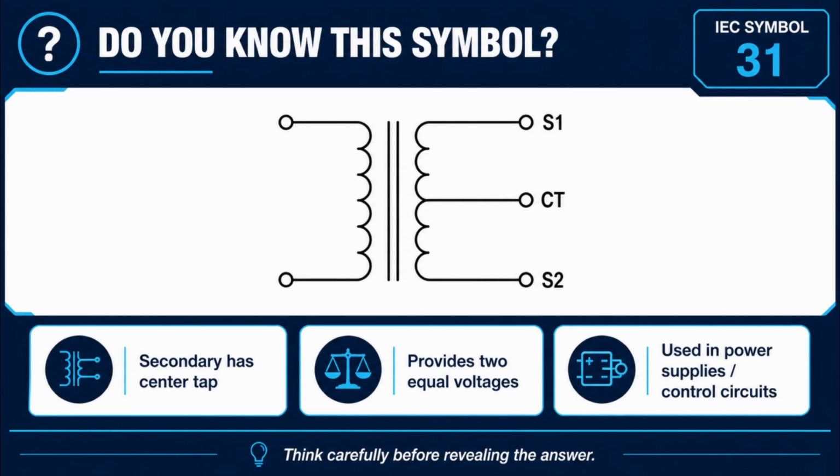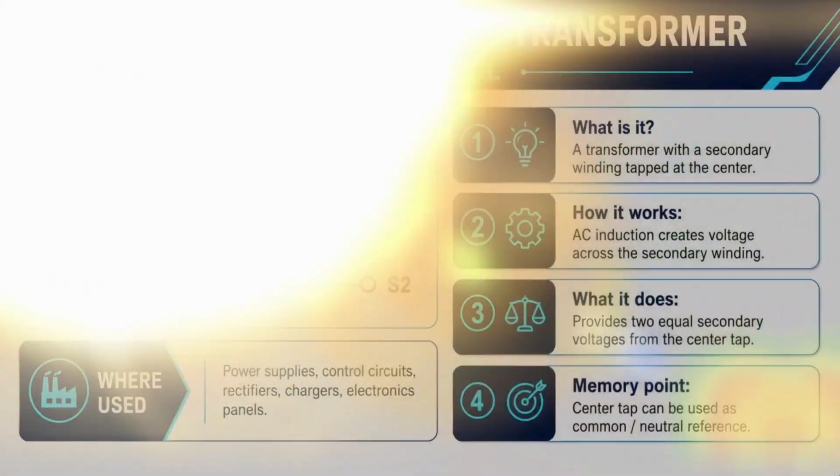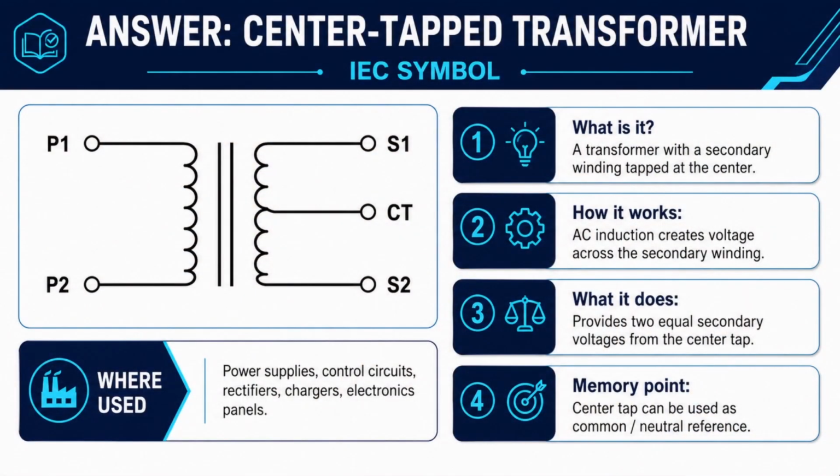Do you know what this electrical symbol represents? Here are some clues. The secondary winding has a center tap. It can provide two equal voltages, and it is commonly used in power supplies and control circuits. The answer is a center tap transformer. The secondary winding is divided at the center point, creating two equal voltage sections. The center tap can be used as a common or 0-volt reference.